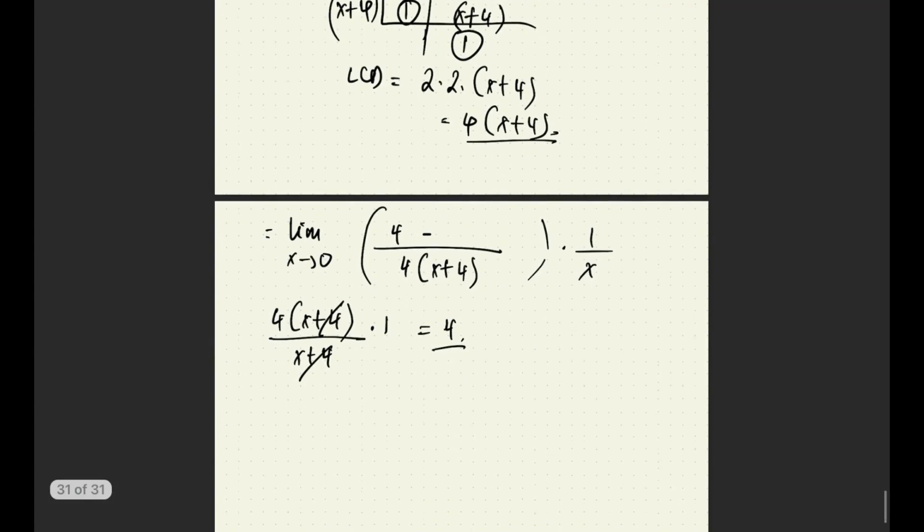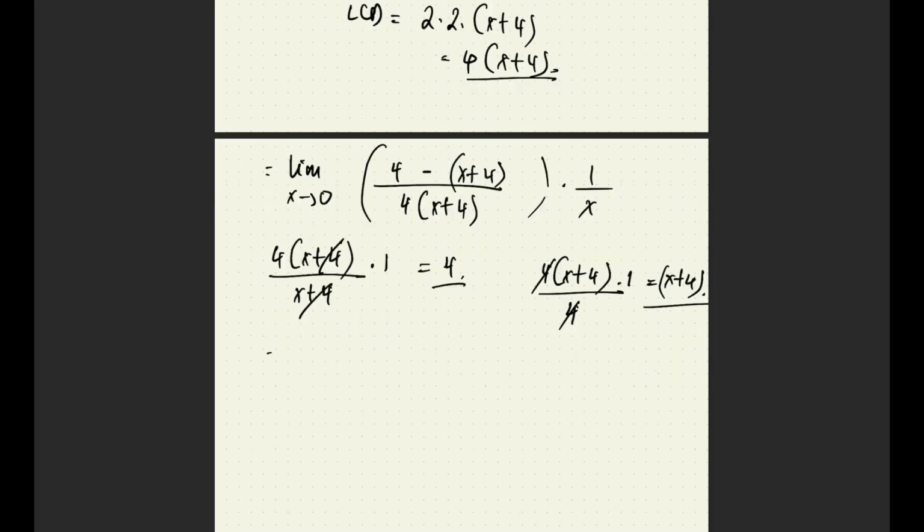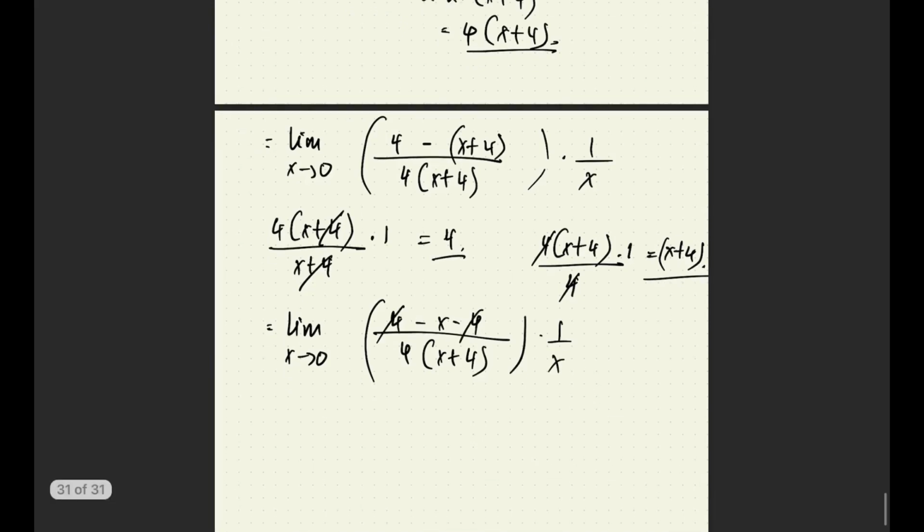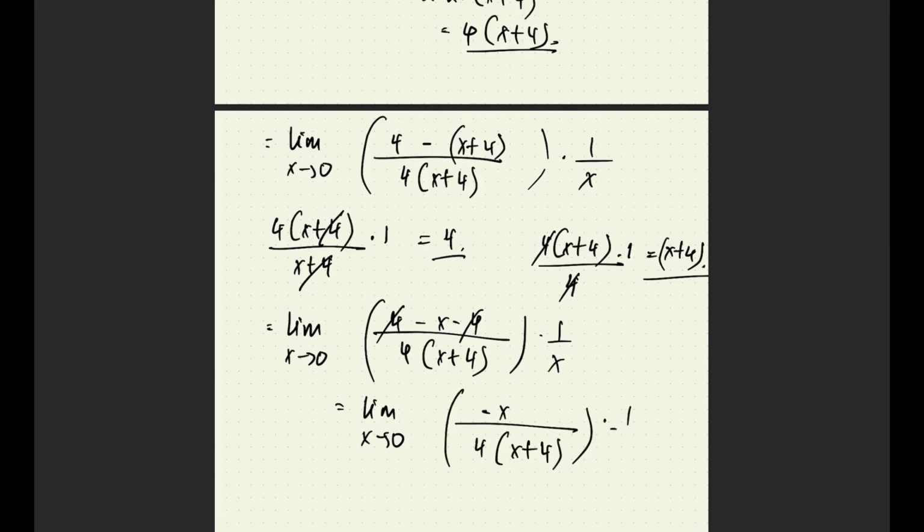Now let's do that for the second fraction. So you take the LCD, divide by the second denominator, which was 4, multiplied by the second numerator. So 4 and 4 will cancel, and this thing gives us x plus 4. So I'm going to write down (x plus 4), again using brackets. So now let's try and simplify this. 4 minus (x plus 4) divided by 4 times (x plus 4), everything multiplied by 1 over x. So this and this will cancel out, and we are now left with the limit as x approaches 0 of minus x divided by 4 times (x plus 4), the whole thing multiplied by 1 over x.